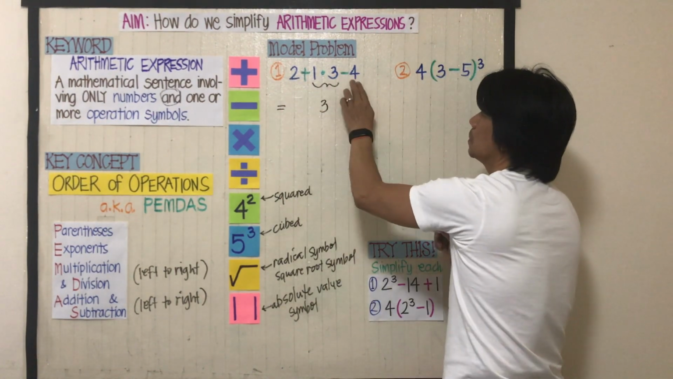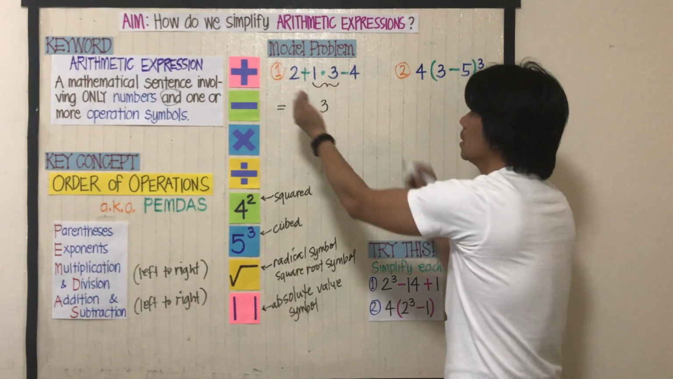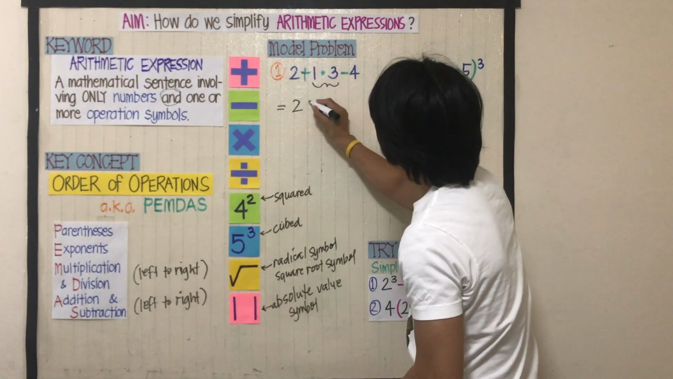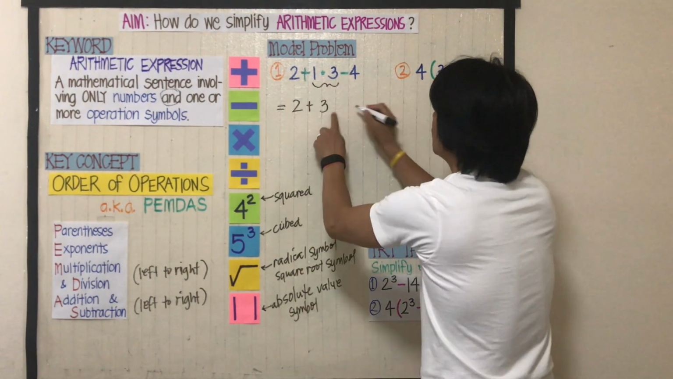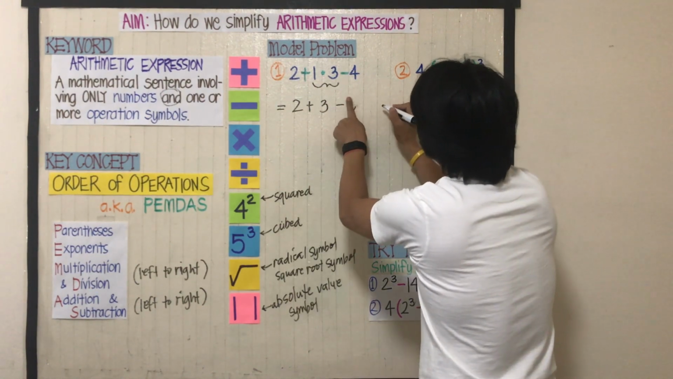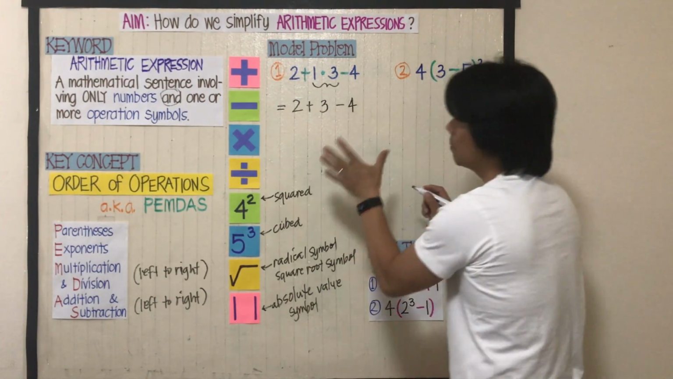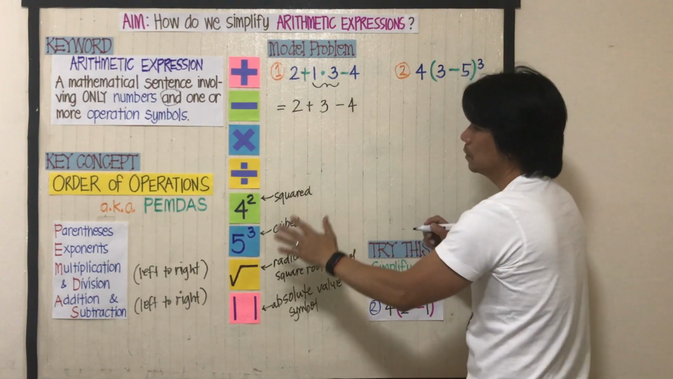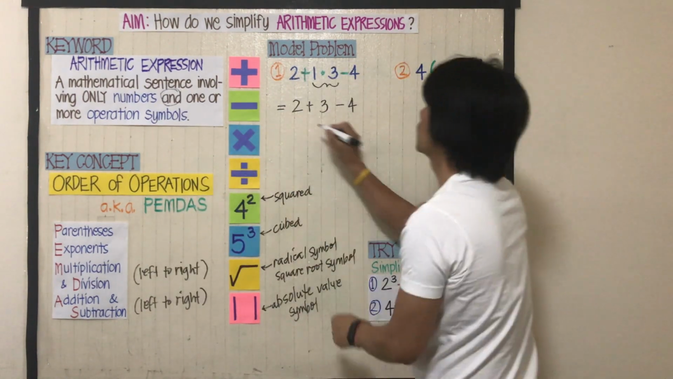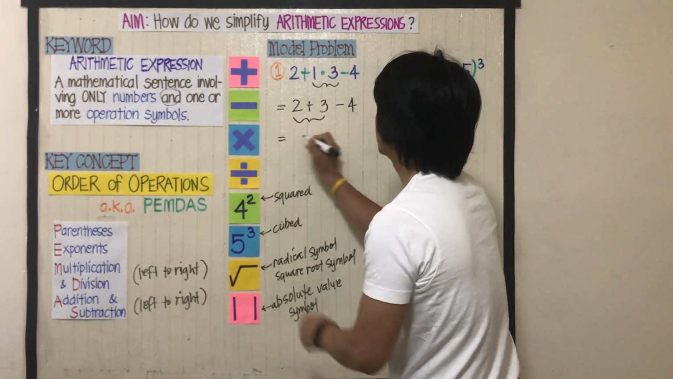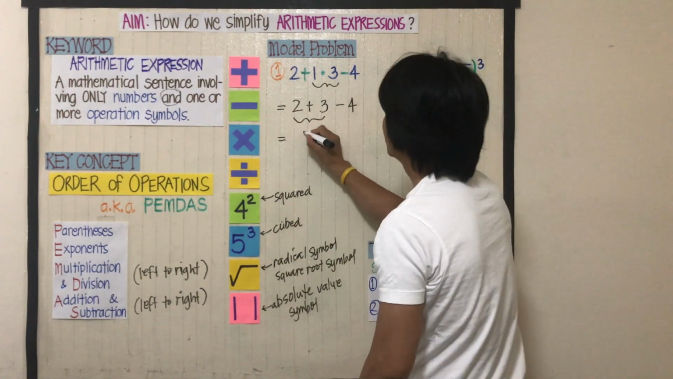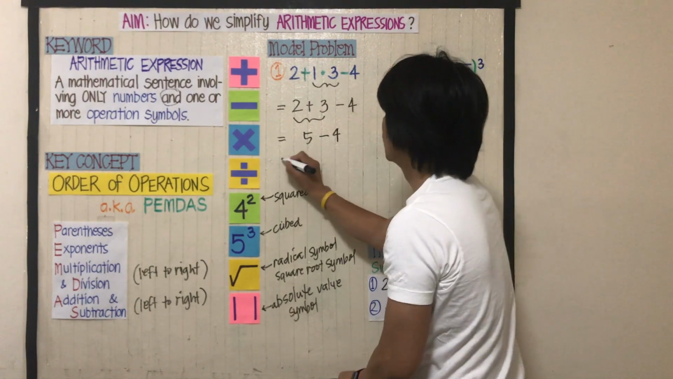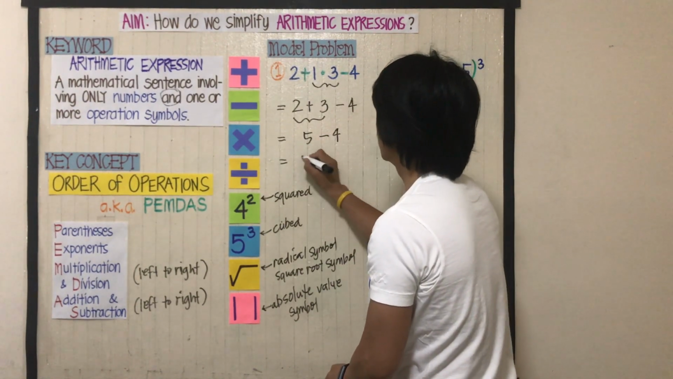What do we do with the rest of the expression? Just bring them down. So this is 2, then I'll just copy that operation, minus 4. As I mentioned earlier, if you have a plus and a minus, you follow the order from left to right. So we do this first: 2 plus 3 is 5. Then bring this down, minus 4. So 5 minus 4 is 1.